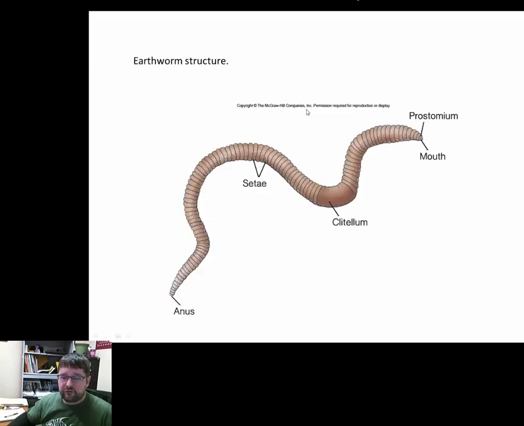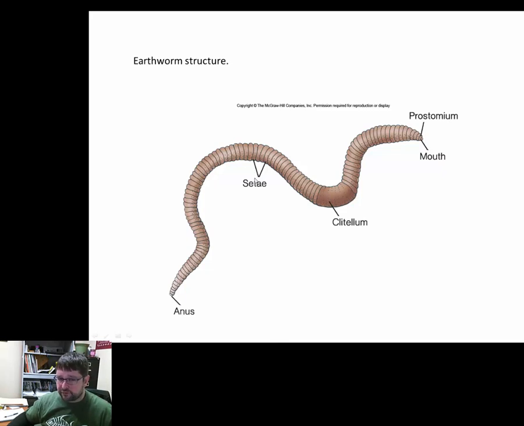So here you can see the structure of an earthworm. Most of you are fairly familiar with it. You have a prostomium, kind of like a proboscis region, the head region of the organism. Some of them will have sensory structures associated with this. Again, the mouth of the organism, the clitellum, their reproductive cocoon-making region. Setae are these little teeny hair-like structures that occur on the ventral side of the organism, especially in the earthworm case, and then the anus.